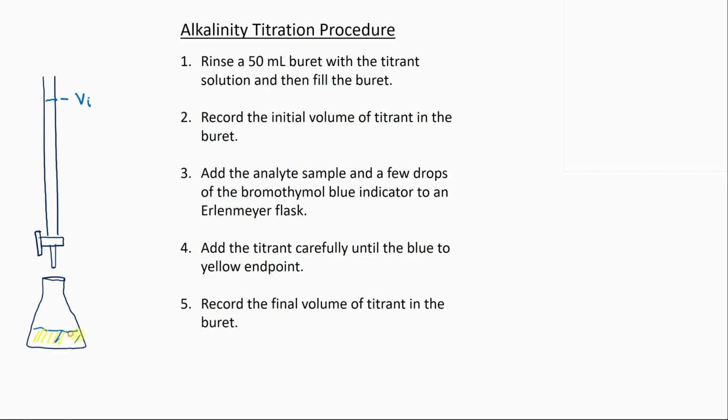And now this solution is yellow, and the volume in the burette has gone down. This will be the final volume. You can get the volume of titrant that was required by subtracting those two, and from it calculate what you need to know about the analyte.